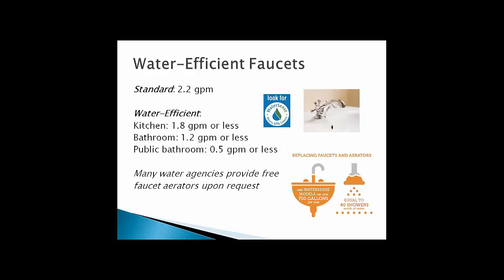Another huge water user indoors are faucets. You can reduce the water use of your faucet simply by changing out the faucet aerator, which is the small mesh part that you can feel at the bottom of your tap if you were to touch your faucet. Standard aerators use 2.2 gallons per minute. Water efficient models for the kitchen use 1.8 gallons per minute or less, and for the bathroom they use 1.2 gallons per minute or less. And again, many water agencies can provide you with free faucet aerators upon request.